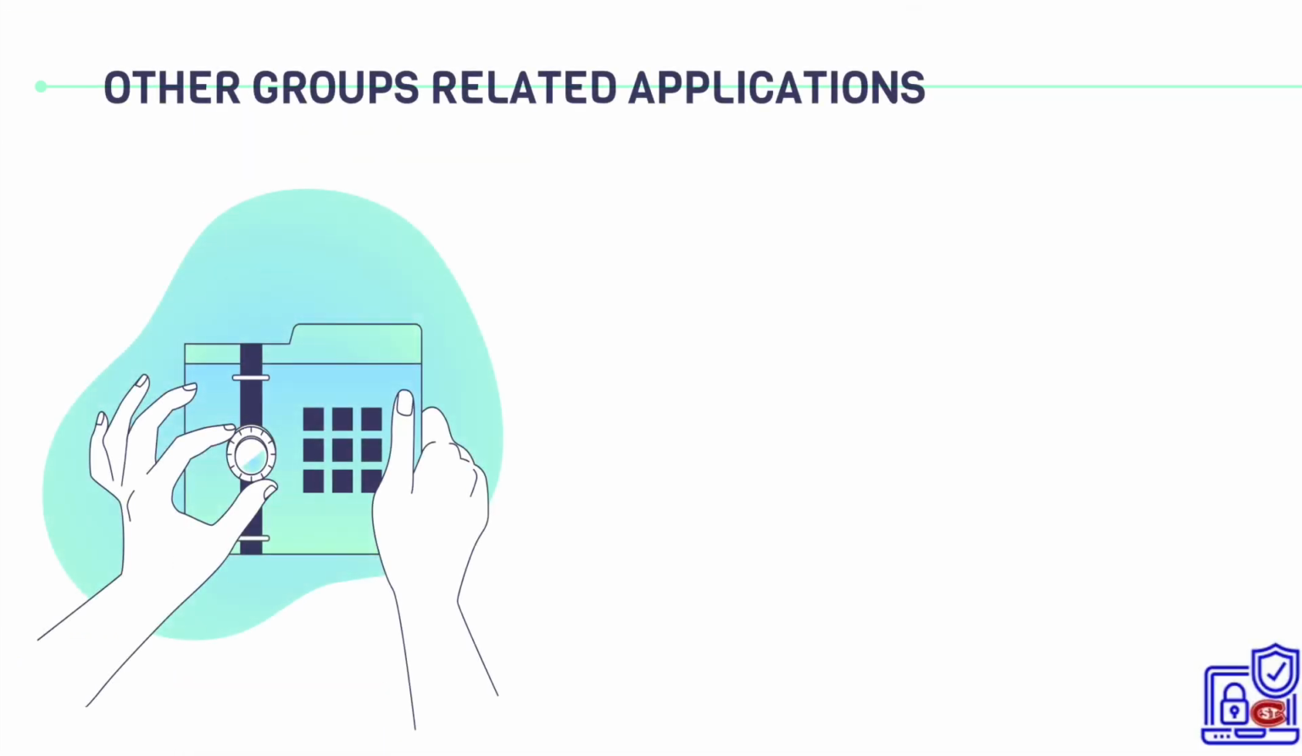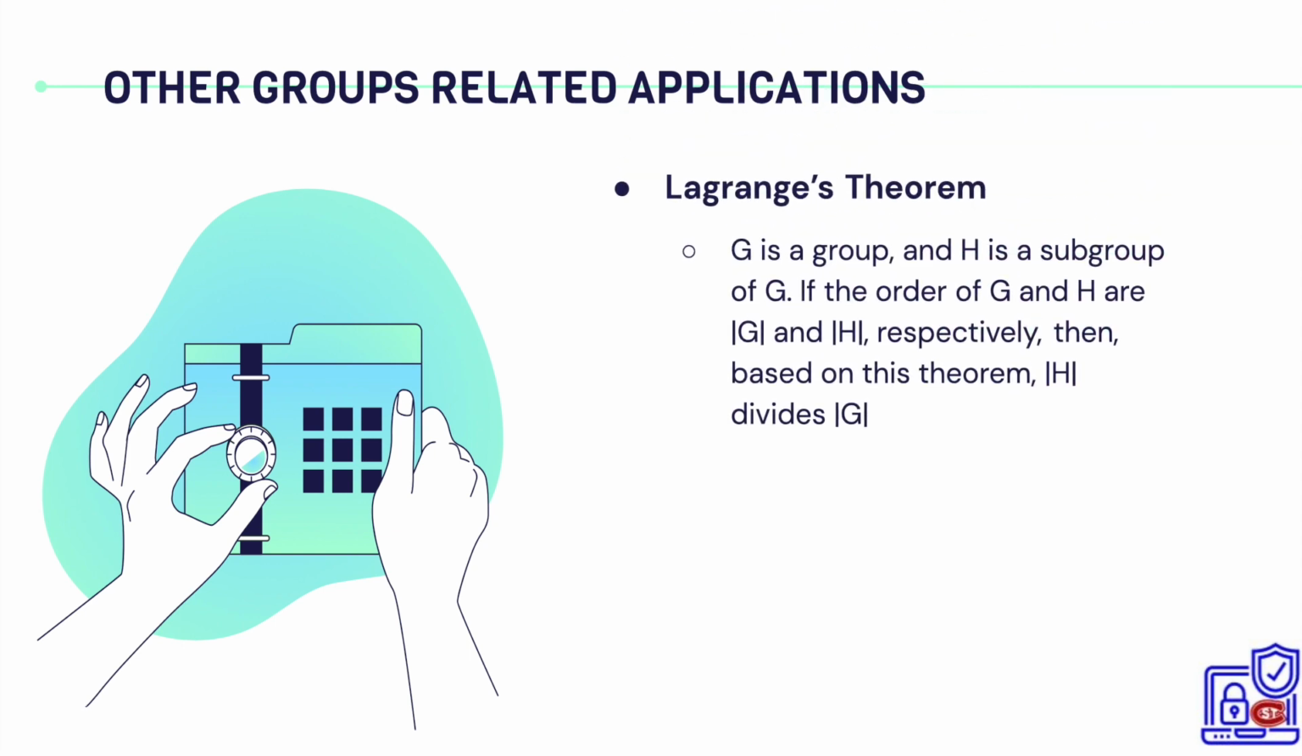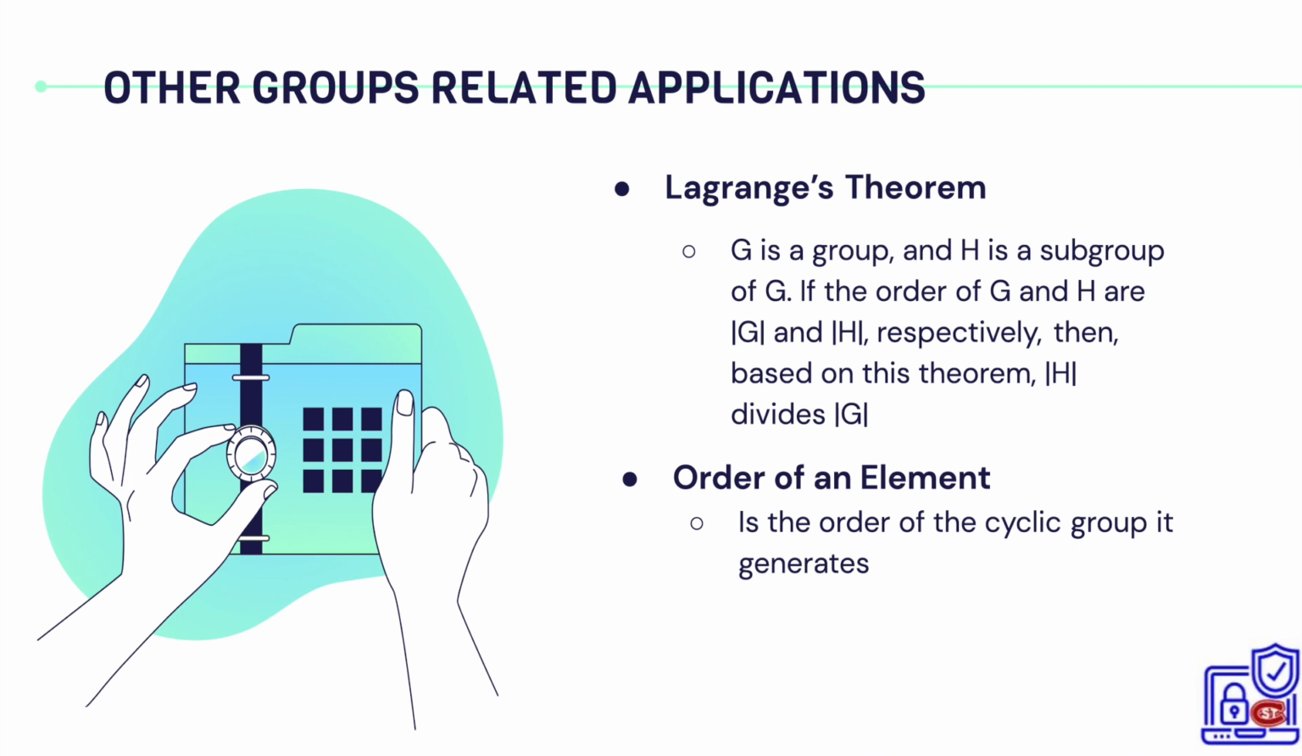Before moving to other sections, there are 2 other applications of groups that we need to familiarize ourselves with, and they are Lagrange's theorem and order of an element. Lagrange's theorem: assume that G is a group, and H is a subgroup of G, then, based on this theorem, the order of H divides the order of G. Order of an element: the order of an element is the order of the cyclic group it generates.